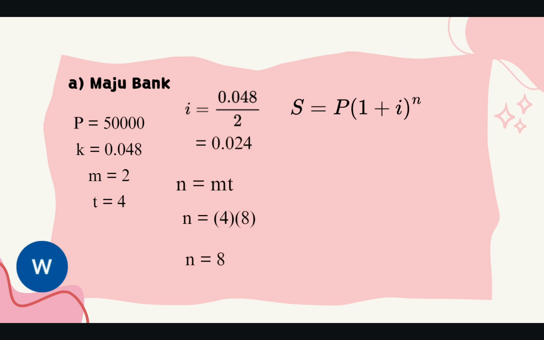After you put all the values in the formula, you can see that after 4 years, your auntie's investment in Maju Bank will grow to 60,446 ringgit and 29 cents.